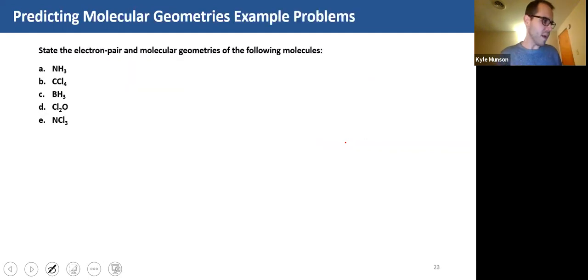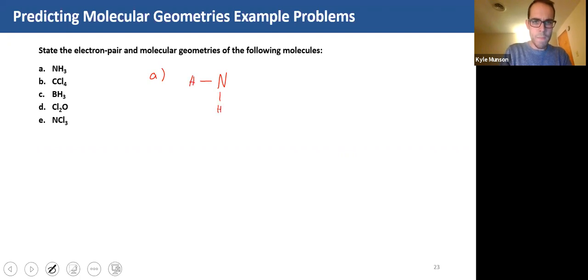So let's just do some practice problems here. It wants us to state the electron pair and molecular geometries of the following molecules. For sake of space, I'm not really going to spend a lot of time going over counting the valence electrons and going over all the rules for drawing Lewis structures. So I'm just going to draw the Lewis structures basically, and then you could try to do them on your own. So here you go.